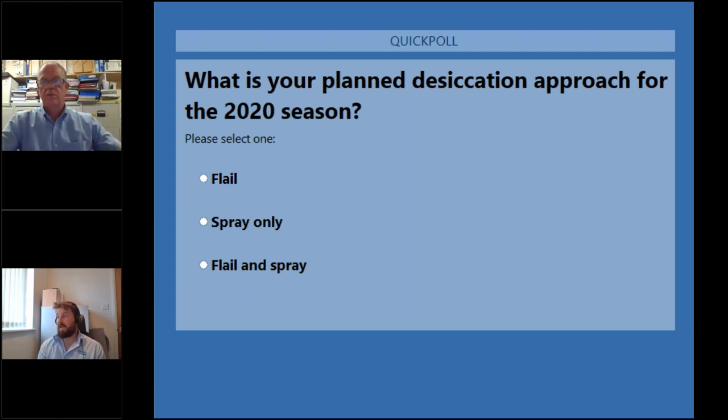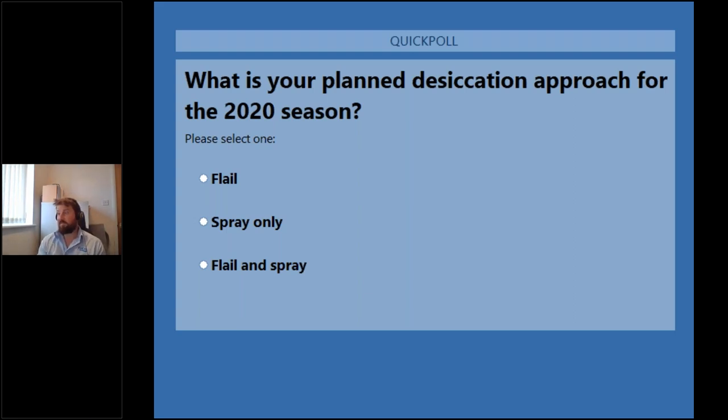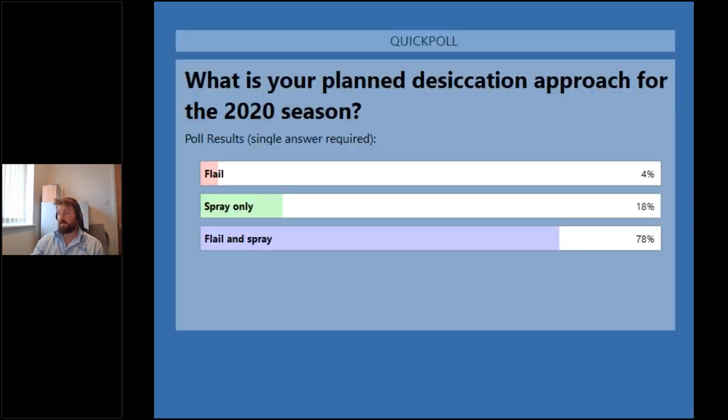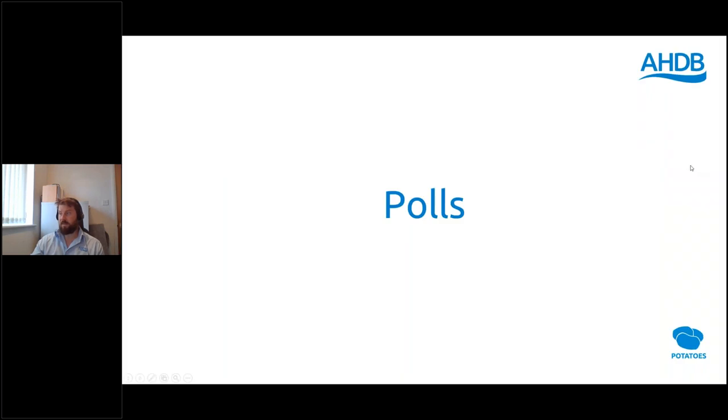So the first question there, what is your planned desiccation approach for the 2020 season? Flail alone, spray alone, or a flail and spray combination? Give it a bit of time, of course. Don't feel the need to vote if it's not applicable, but interesting. I think we can call it a day at that, Christian. So there we go. A 78% resounding success for flail and spray, 18% spray only, and only 4% relying solely on flail.